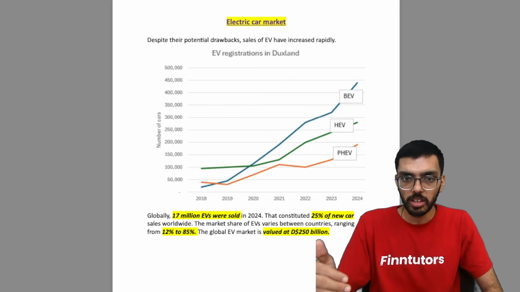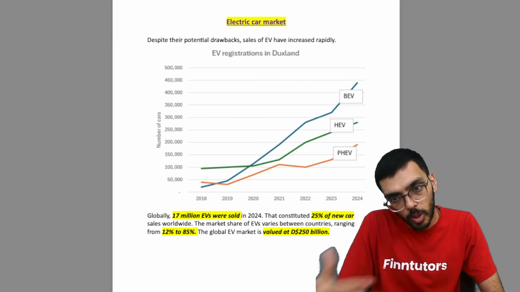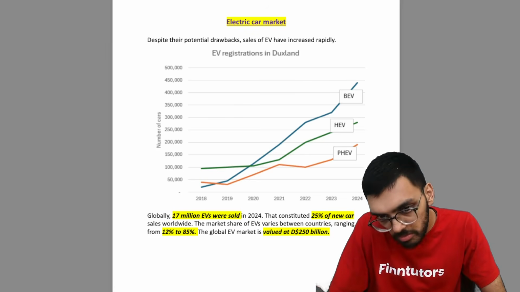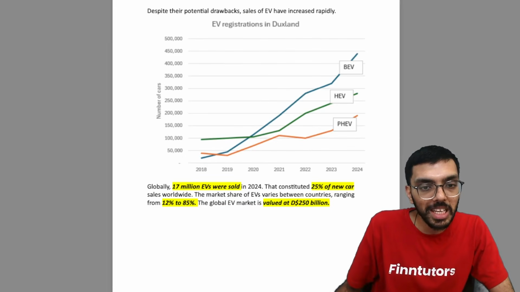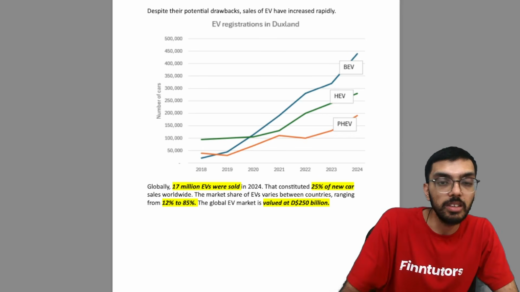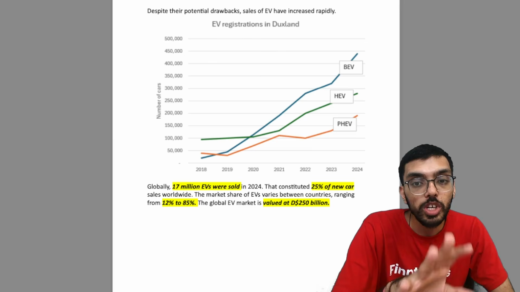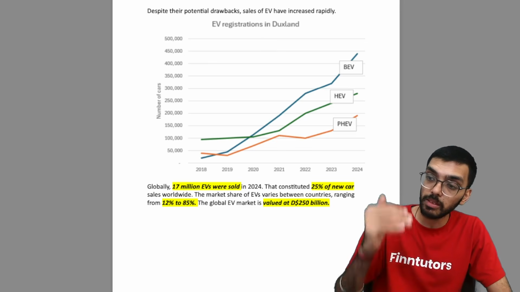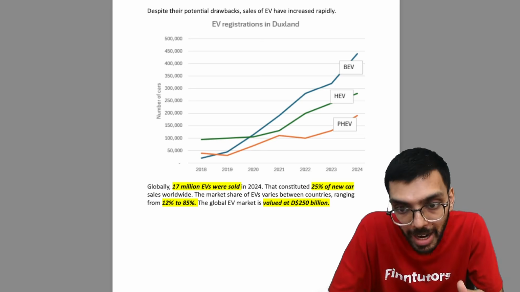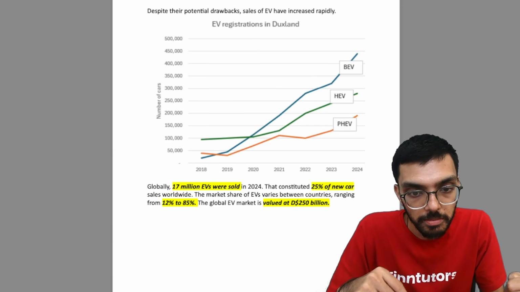PHEVs slowly. The fastest growth is in BEVs. HEVs are also growing. PEVs are growing but at a slow pace. Globally, 17 million EVs were sold in 2024. That constituted 25% of the market share, which means you still have 75% of the market to aim at, 75% of the market to convince.